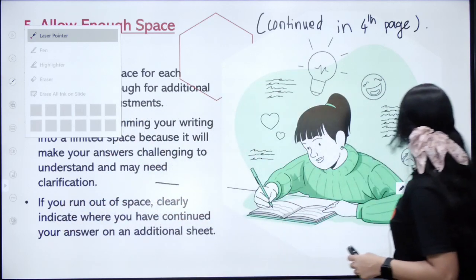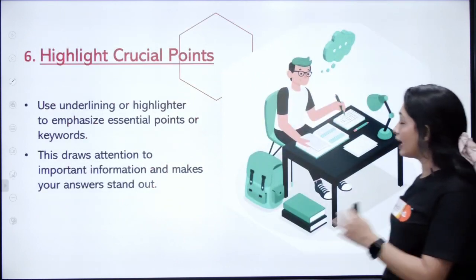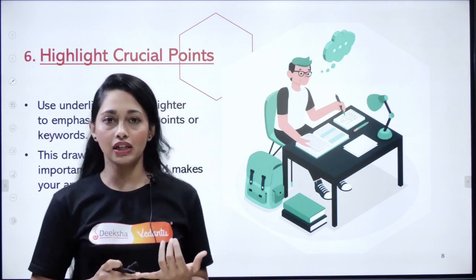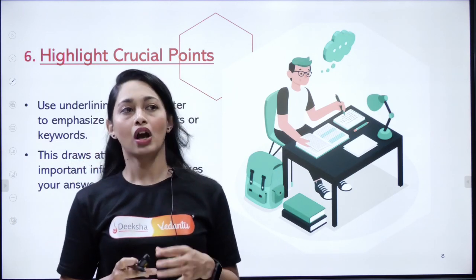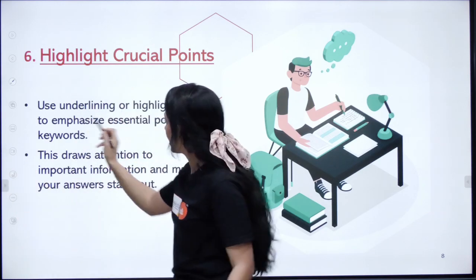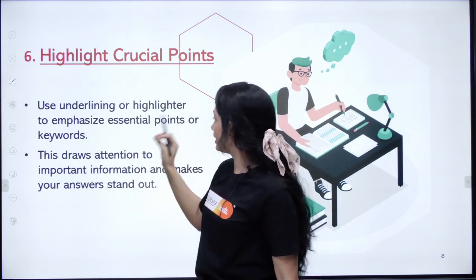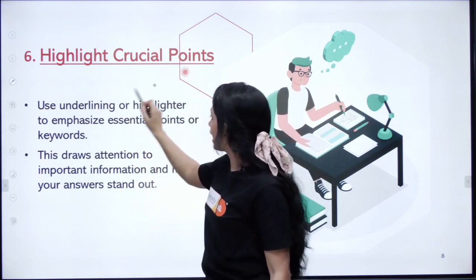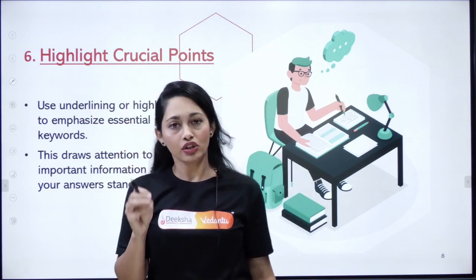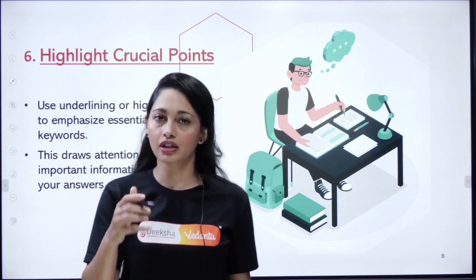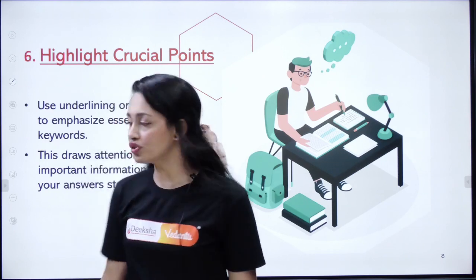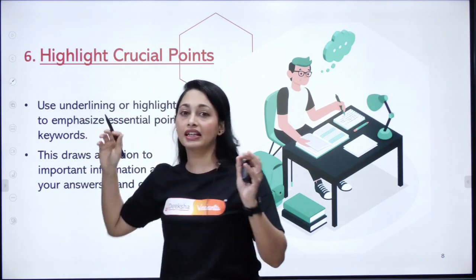Alright, and highlight crucial points. So you will have enough time. Whenever you are writing your language papers, or social science or science, make sure to underline the points, highlight points. Use underlining or a highlighter to emphasize essential points or keywords. Usually it's not advised to use a highlighter, but use underlining. You can use a similar color pen, or if you are writing in black pen, use a blue pen. Okay, or you can use a pencil as well.